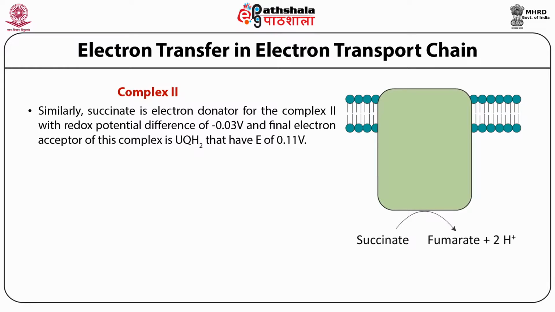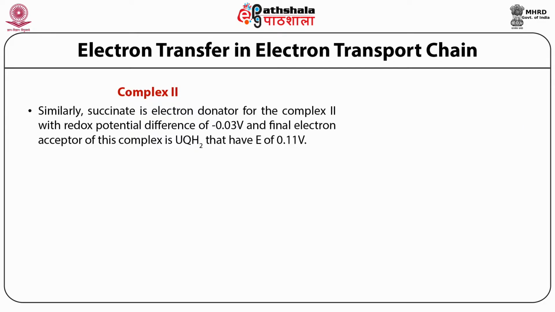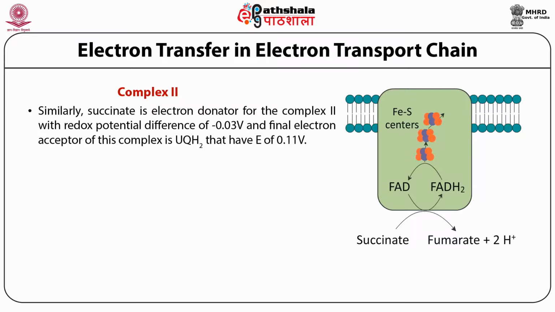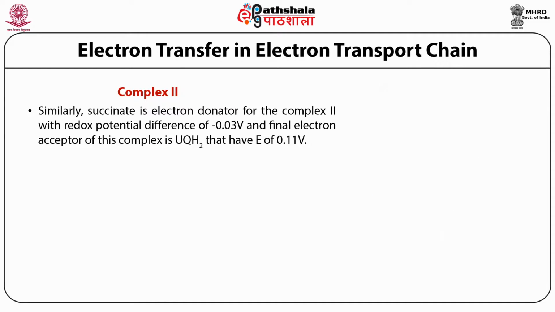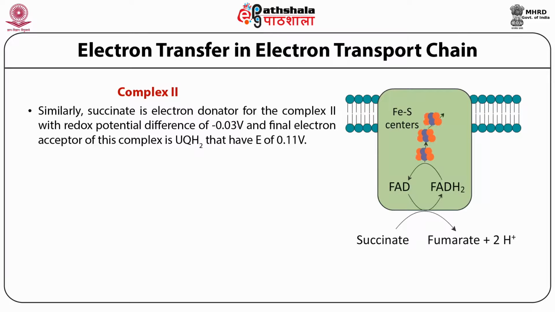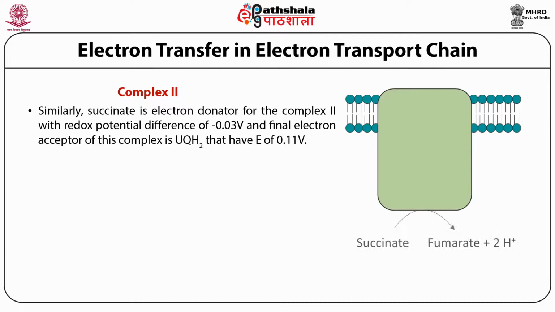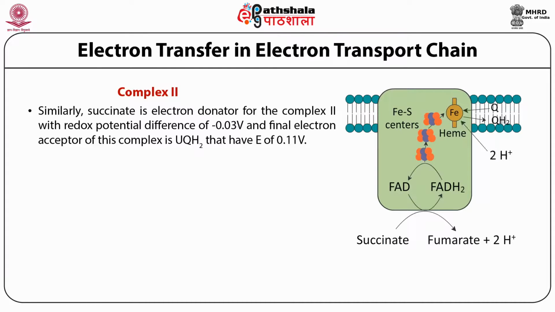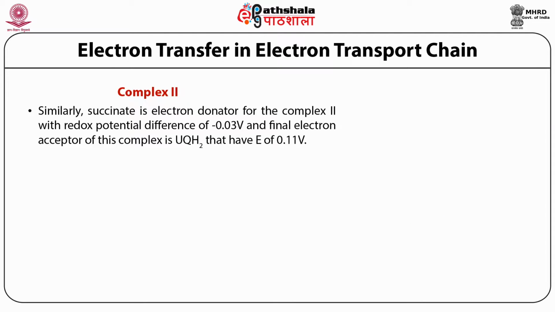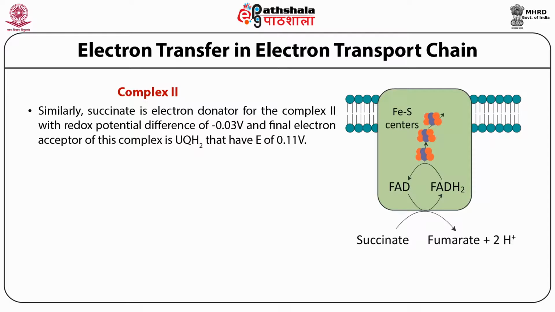Similarly, in complex second, succinate is an electron donor. Sometimes, in many textbooks or research papers, FAD is also mentioned as the electron donor of complex second. Succinate has a reduction potential of minus 0.03 volts, and the final electron acceptor of complex second is ubiquinone, which has a standard reduction potential of 0.11 volts. So, you can see that in this complex also, electrons are transferring from lower reduction potential to higher reduction potential in a gradual way.